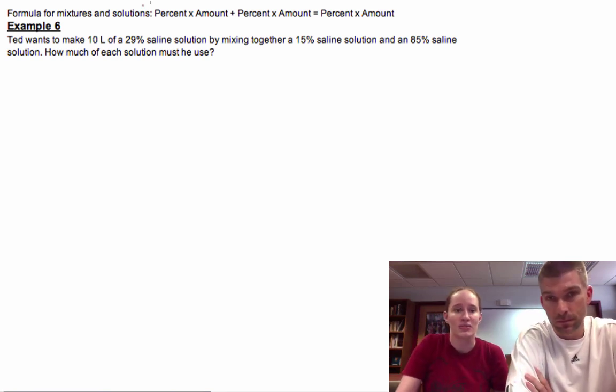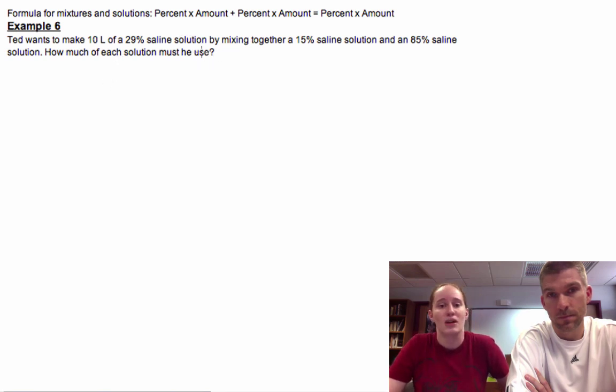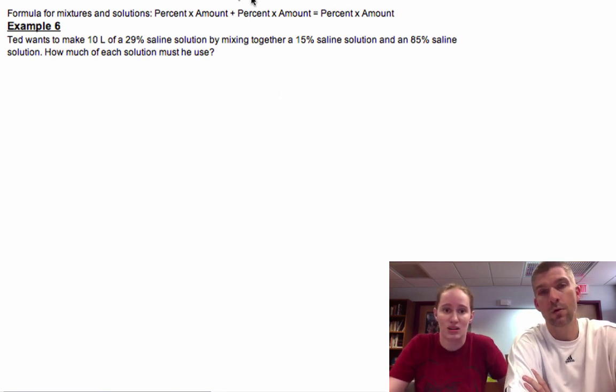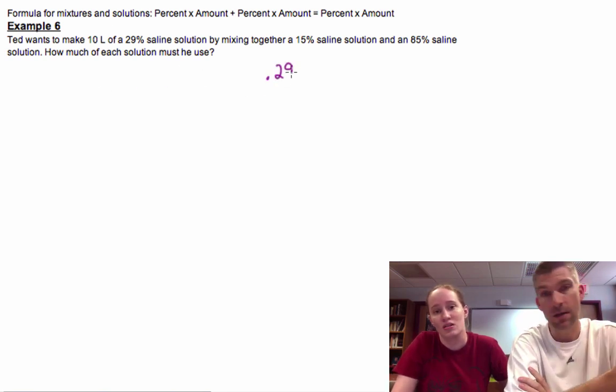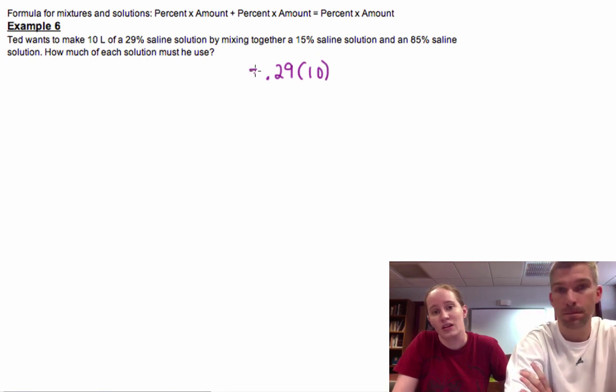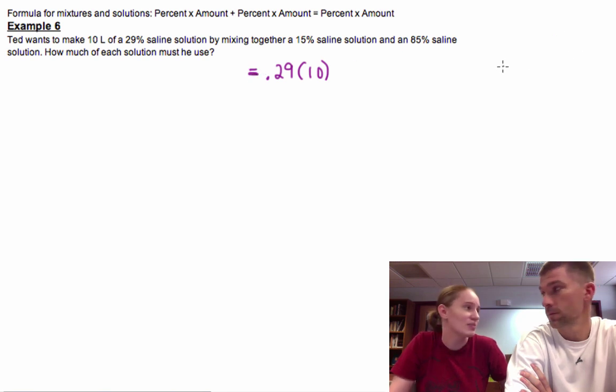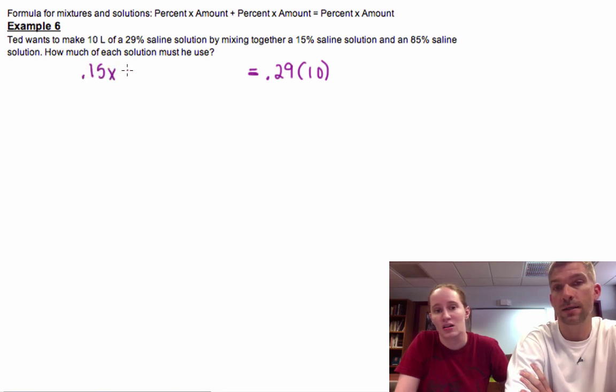In this example, Ted wants to make 10 liters of a 29% saline solution by mixing together a 15% saline solution and an 85% saline solution. How much of each must he use? We want to make this formula. We know that he wants 10 liters of 29%, so that's on the right-hand side of the equal sign. We don't know either of the two amounts, but they have to add up to 10. So one of the amounts we could call x, and the other amount we could call 10 minus x. It doesn't matter which one's which; either way, we'll be able to figure out both of them.